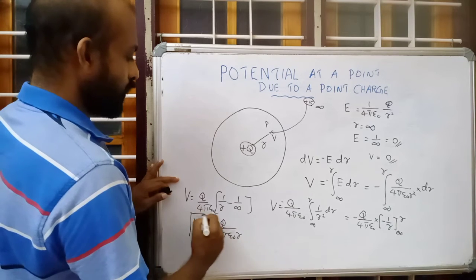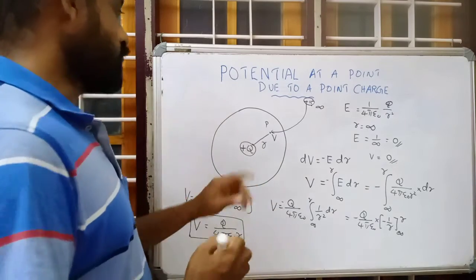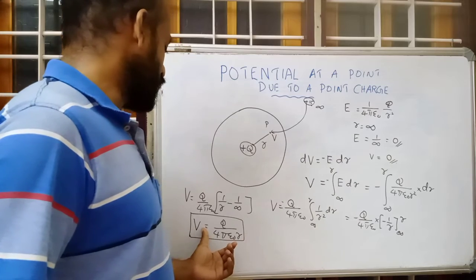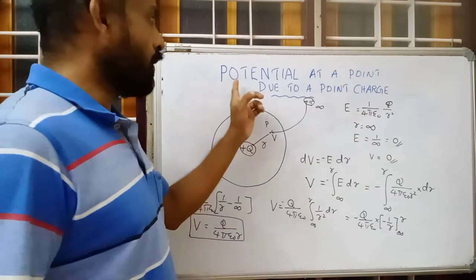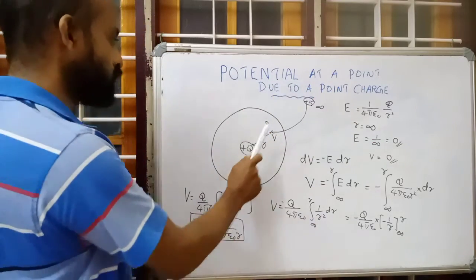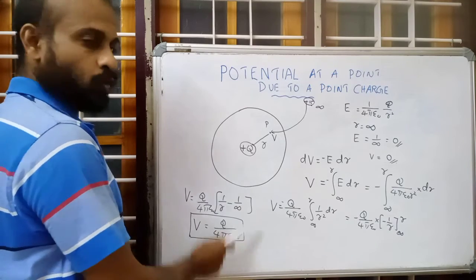This is the equation for potential at a point P. The point P is at a distance r from the charge. Potential is equal to Q by 4 pi epsilon 0 r. This is the equation for potential at a point due to a point charge. So due to this point charge, at this point, V is equal to 1 by 4 pi epsilon 0 Q by r.